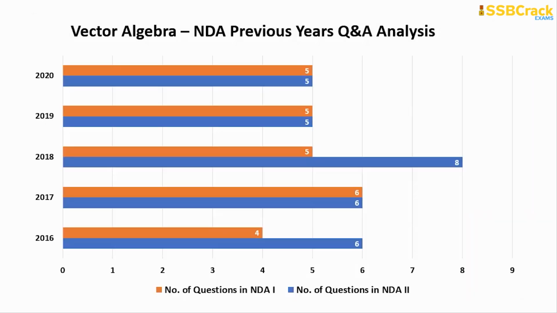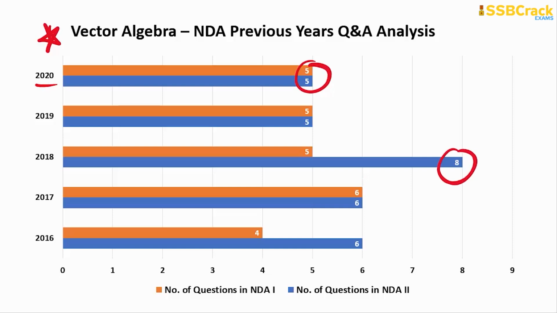So, next topic is vector algebra. Consistently, there will be four to five questions on this topic. You can also see in the previous years' Q&A analysis here that in the year 2020, there were 5 questions on this vector algebra, right?